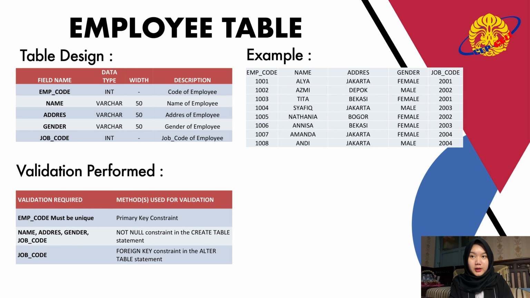About the employee table, we have a table design, validation perform, and example. In table design, we have EMP code with an int data type, name, address, and gender with a varchar data type, and job code with an int data type. In validation perform, we have EMP code as a primary key constraint, name, address, gender, and job code as a not null constraint in the create table statement, and job code as a foreign key constraint in the alter table statement. And about the example table in the employee table, you can see the table provided.